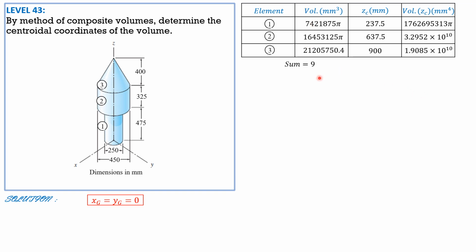Then the sum of the volumes, and the sum of this column here, volume times G sub C, is 5.75747 times 10 to the 10. The value of G sub G therefore is this sum, volume times G sub C, divided by volume. So 5.75747 times 10 to the 10 divided by 96,211,275, and that is 598.4 mm.